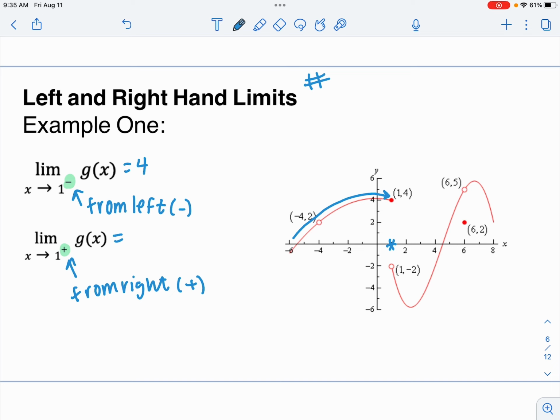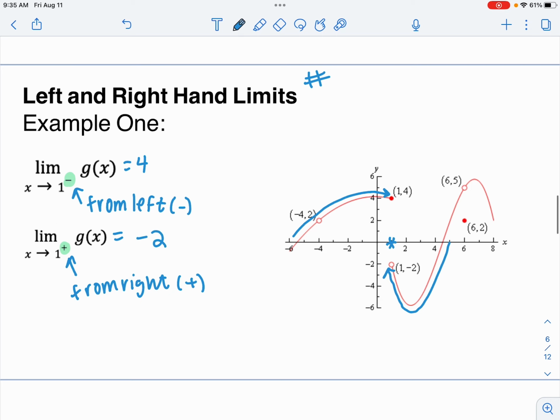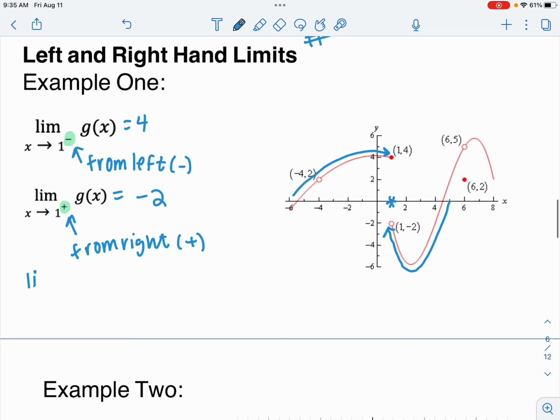If you guys want to try the right one by yourself, feel free to pause. But as I approach from the right, I'm getting infinitely close to the y value -2. And so because those are not the same thing, that means our limit does not exist.